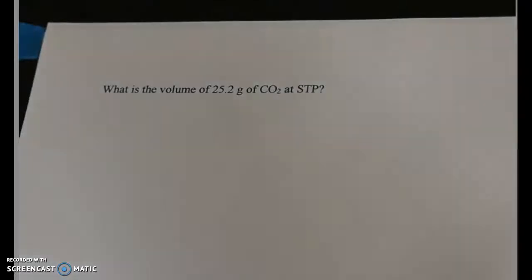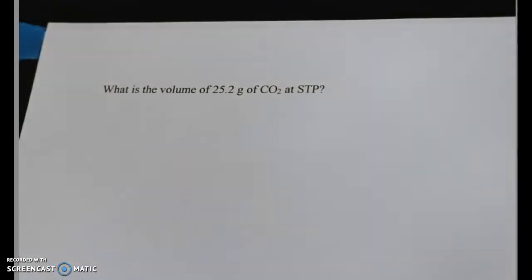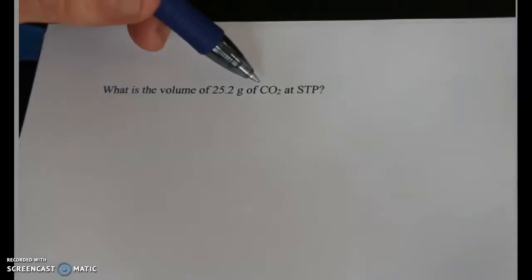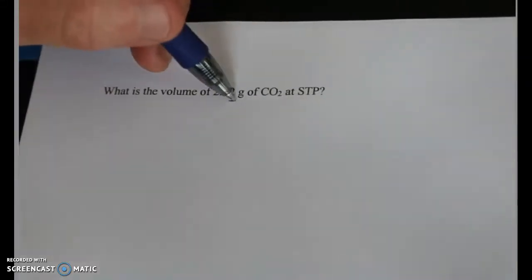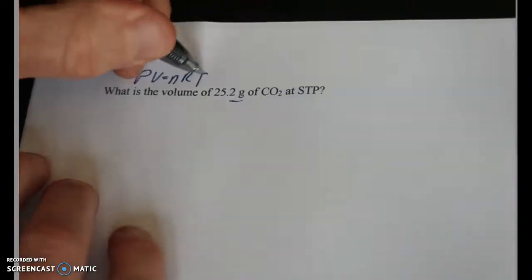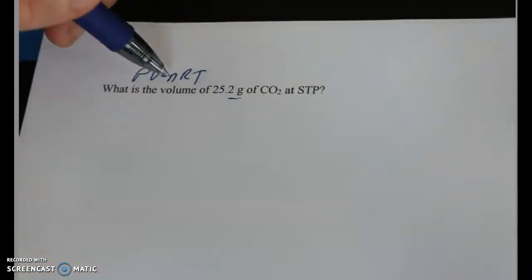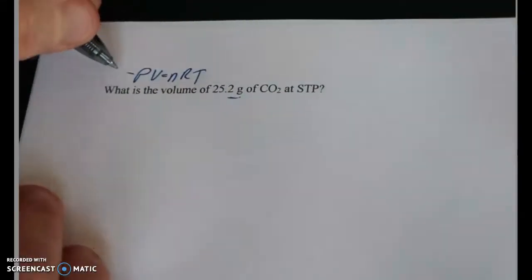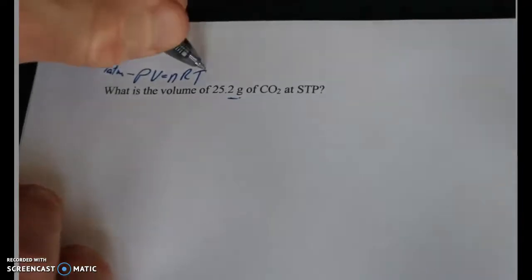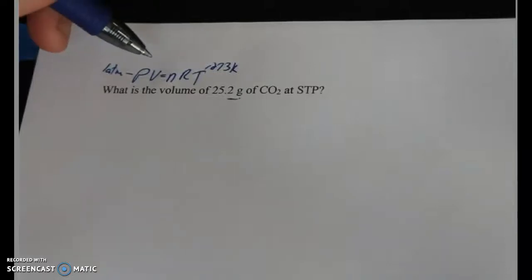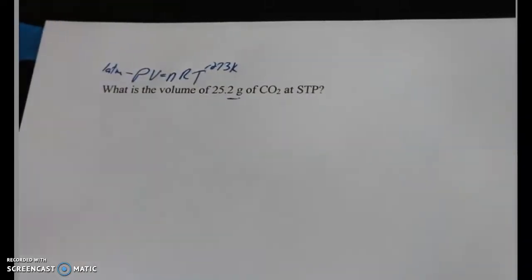I wanted to show you this problem because there's actually two different ways you could do this one. When we read this, it says, what is the volume of 25.2 grams of CO2 at STP? And once people see the grams here, a lot of times people will think, well, I could use the ideal gas law because that's giving me amount. I can change it to moles, and that's what n is. And since we know it's at STP, that's telling me pressure is 1 atmosphere, temperature is 273 Kelvin. We know what R is, and you just rearrange it to solve for V, and that will work just fine.